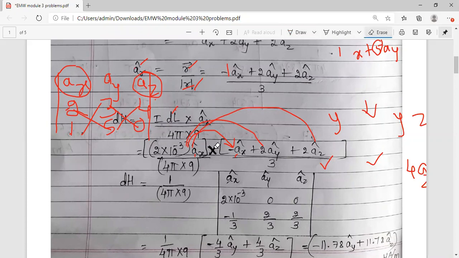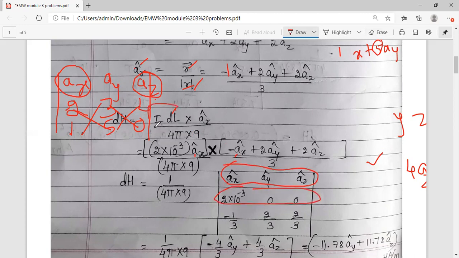Taking that determinant, you can see what coefficients I have used. The first row of the determinant is the unit vectors aX, aY, aZ. Observe the second row. It is I dL's coefficients. I dL is what? 2 into 10 raised to minus 3 in the aX direction. You don't have aY and aZ, only aX is there. That's why the first value is 2 into 10 raised to minus 3. You don't have y and z, so 0, 0. And what should be the third row?